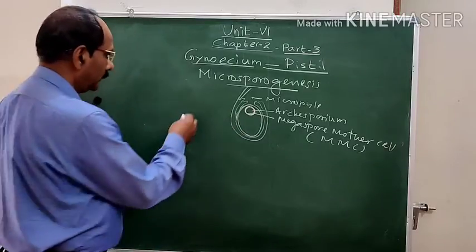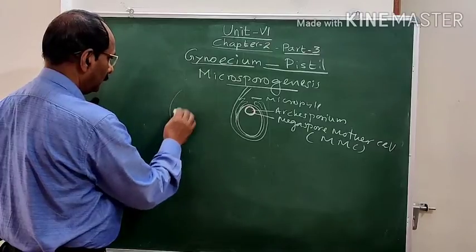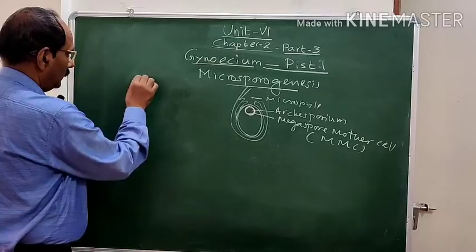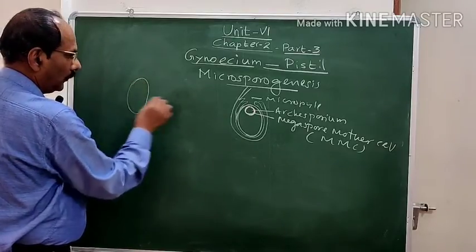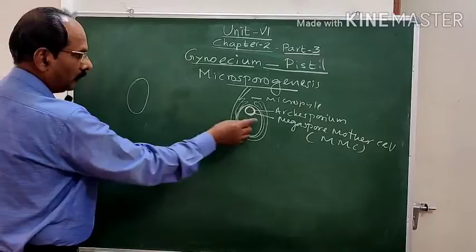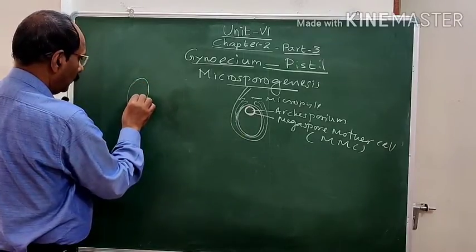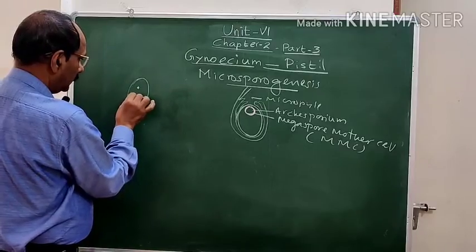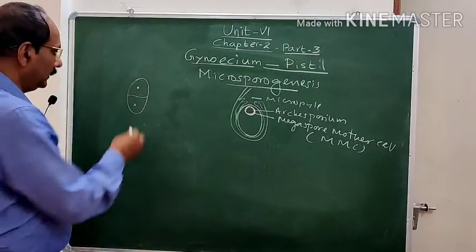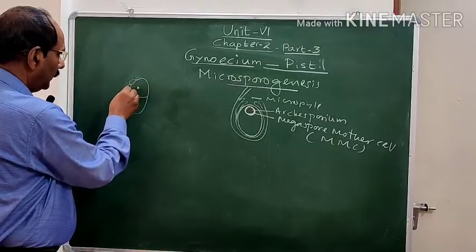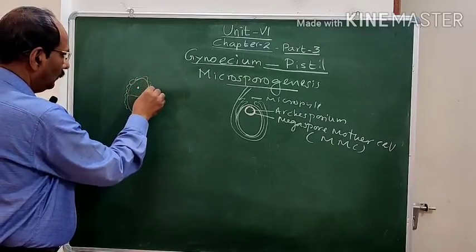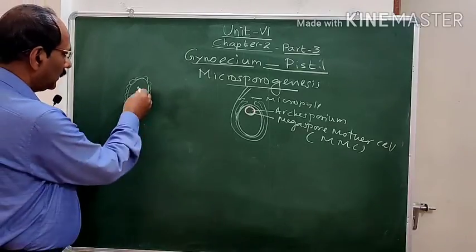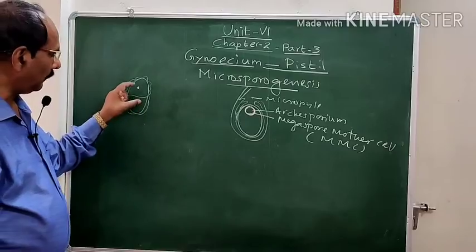By the meiotic division, it produces, suppose this is the ovule, and the ovule contains the megaspore mother cell, and this megaspore mother cell has the nucleus. This nucleus will divide into two, and then cell formation takes place. The cytoplasm does not divide completely, but a cell wall forms. Then it is converted into two haploid cells.